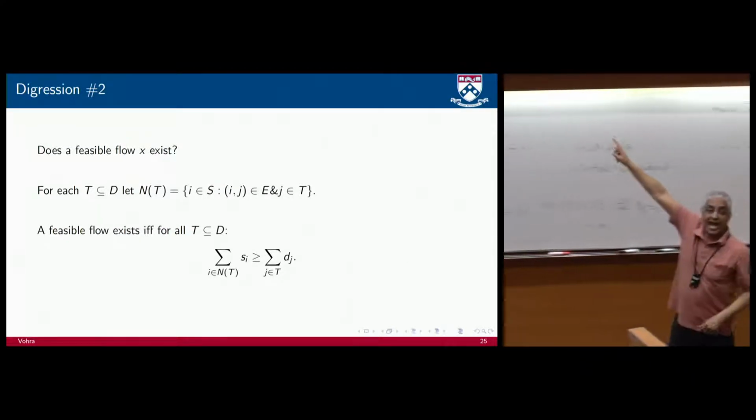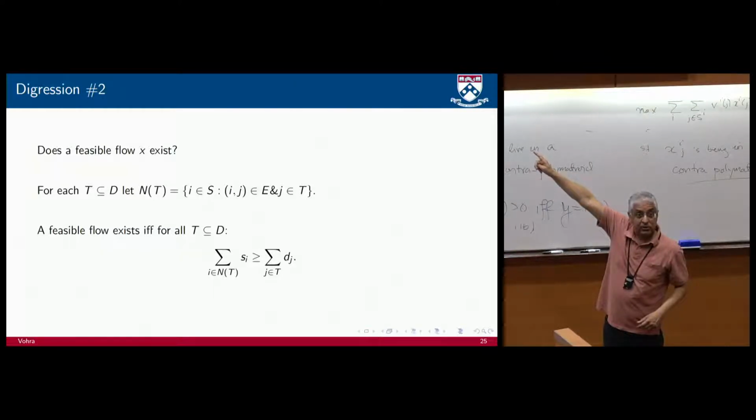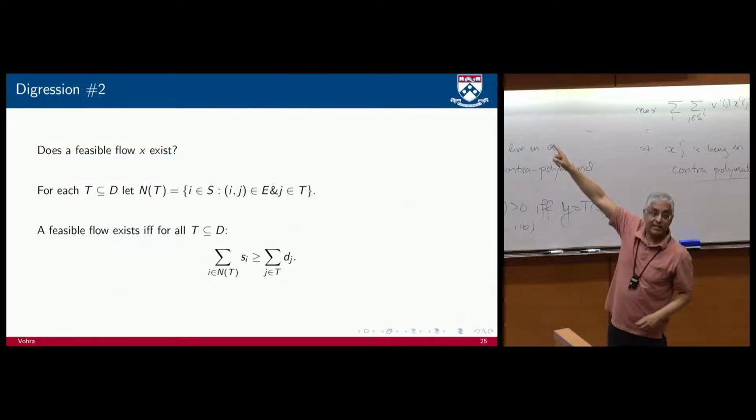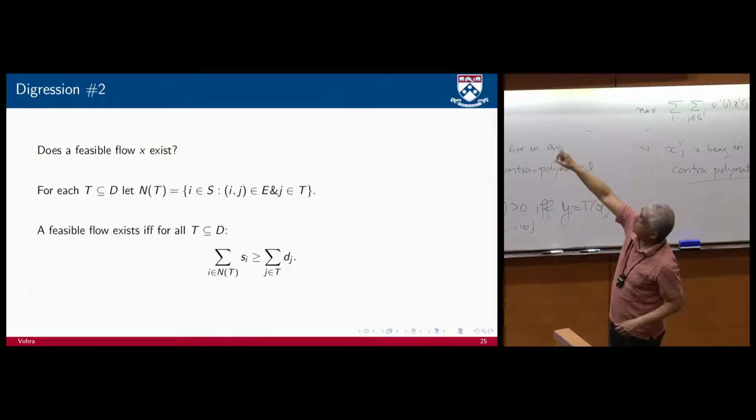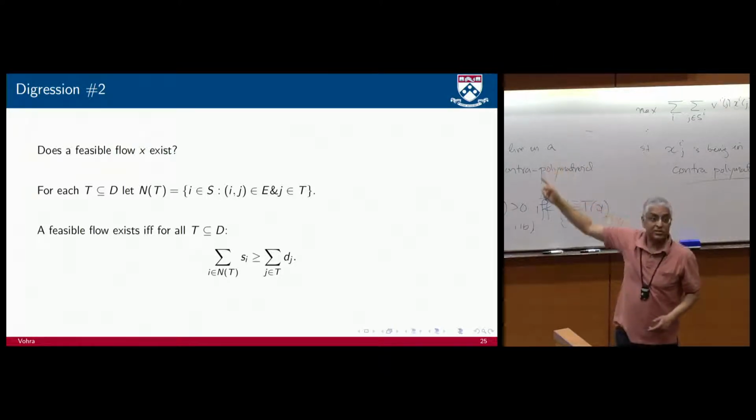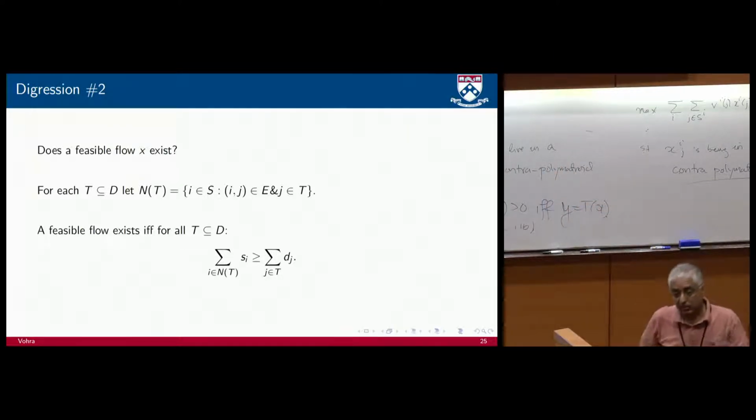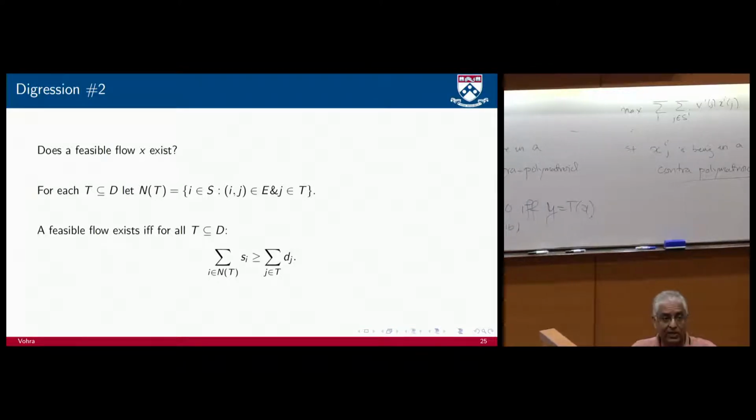the continuous analog of this is still true, where the summations are replaced by integrals, and the n of t's are still sets. So the results about the polymatroids all extend to the continuum case. If you have the polymatroid property, it is still true that there exists an optimal solution to the problem of maximizing a linear function. It is still true that there is a greedy algorithm that finds the optimal solution. Okay?